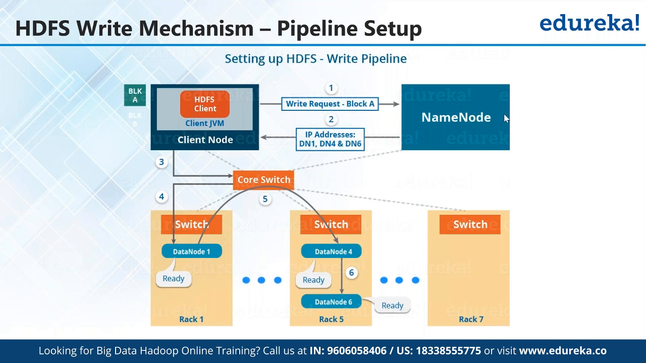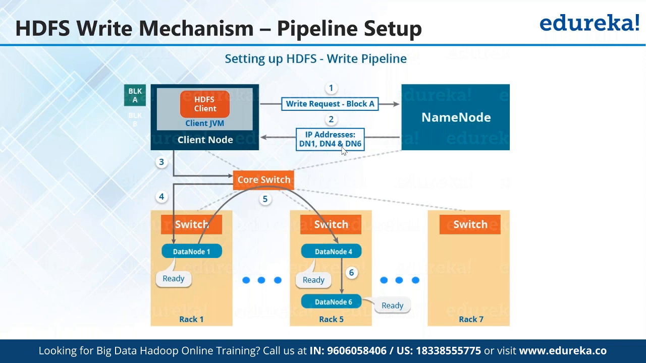Data node 1, data node 4, and data node 6 are all available in the cluster. Now the client will directly open connections with data node 1, data node 4, and data node 6, and will write these blocks A, B, C in parallel. A connection is made with data node 1 and writing of that block starts. Similarly for 4, similarly for 6. So the writing happens in parallel.